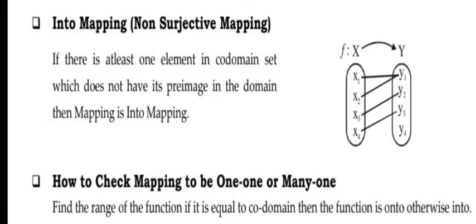The range is equal to the codomain in the sense that all the elements in the codomain set are connected. Equal means all the elements should have a relation from set X to set Y. If it is equal to the codomain, then the function is onto, otherwise it is into. Already we have studied onto function. Onto means every element of the codomain set has a pre-image, otherwise it is into.